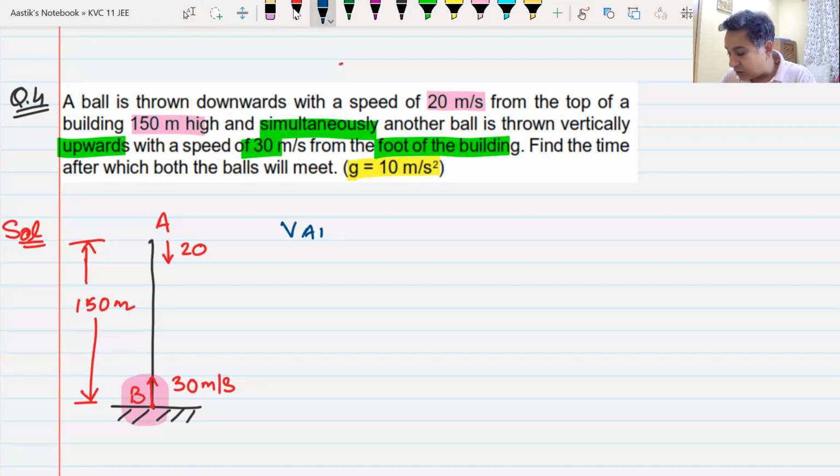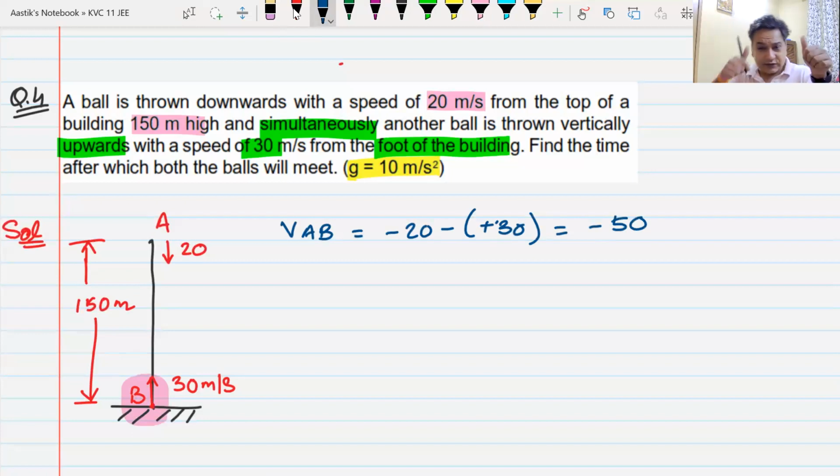So what is the first thing that I calculate? I calculate velocity of A with respect to B: minus 20, because it is downwards, minus plus 30. So it will become minus 50. Do we all understand this? Yes or no? I'm not writing the units. I'm doing it quickly. Now, remember, what is the acceleration of A with respect to B? Both are projectiles. Both have the same acceleration, g downwards. And therefore, the acceleration becomes 0.